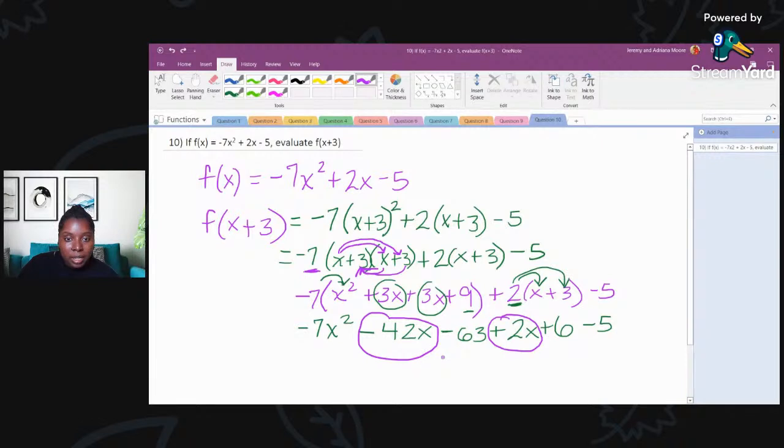I don't know why it's coming out slanted. I don't know why it's coming out like that.